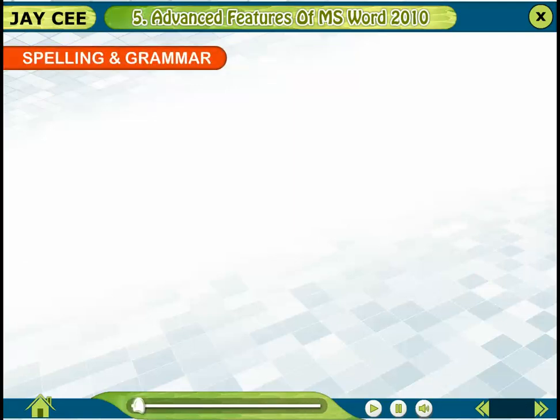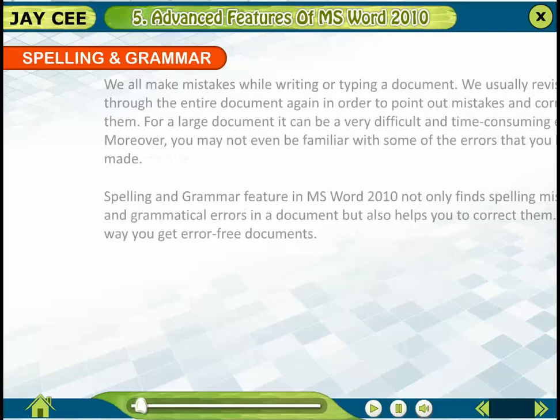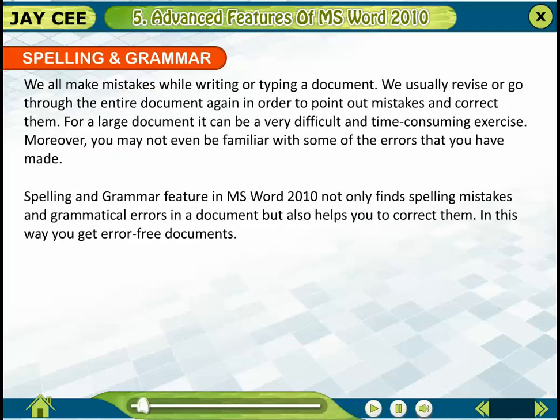Spelling and grammar. We all make mistakes while writing or typing a document. We usually revise or go through the entire document again in order to point out mistakes and correct them. For a large document, it can be a very difficult and time-consuming exercise. Moreover, you may not even be familiar with some of the errors that you have made.